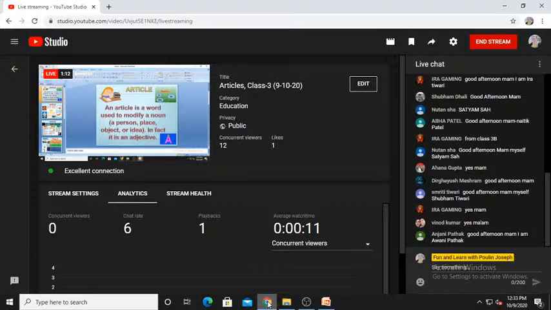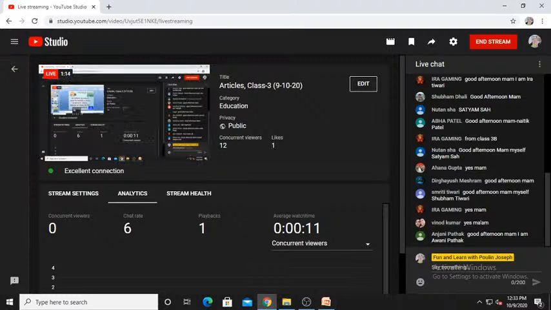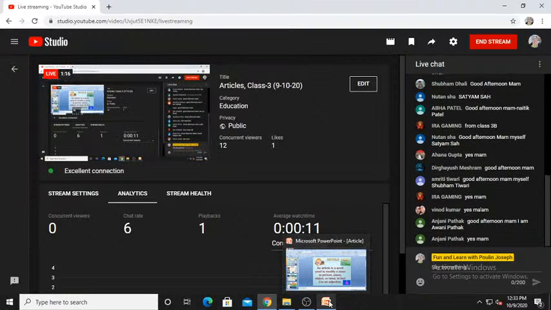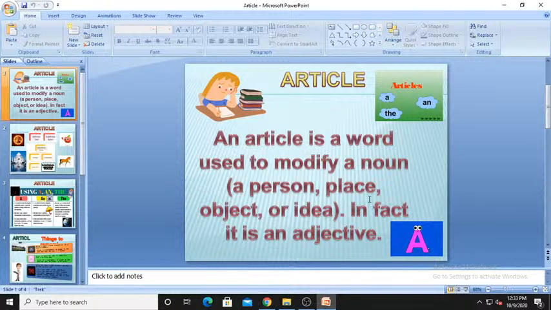So, students, today we are going to deal with the topic articles. In the last class also we were discussing and learning about articles, and today we will be further learning about the usage of the indefinite article, and today we will be completing the topic, right?